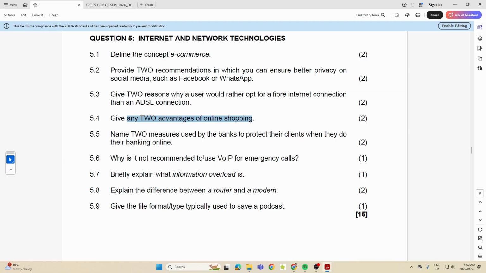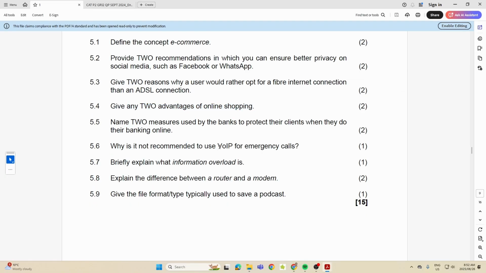Then why is it not recommended to use VoIP for emergency calls, voice over IP? What does that mean? That means your voice is going over the internet. Why don't you use it for an emergency call? Because you might not have data. Okay? It might be like a WhatsApp call. You don't have signal. You might have less bandwidth, any of those. And it all revolves around data. So if that's gone, then yeah, it's over.